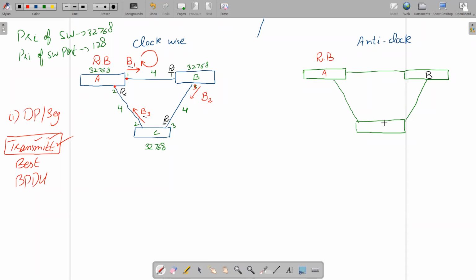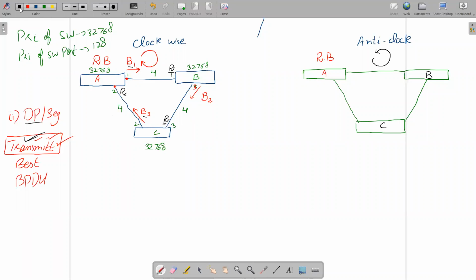Now I want to move in the anti-clockwise direction. I will start from switch A again because this is our root bridge, and I will move in the anti-clockwise direction. Again, my area of interest is transmission. I'm not talking about receiving because in the second step, we only talk about the transmission side. Obviously, the root bridge is the mastermind of STP. It will transmit BPDUs from both of its ports. So we have moved in the clockwise direction. Now we have to move in this direction.